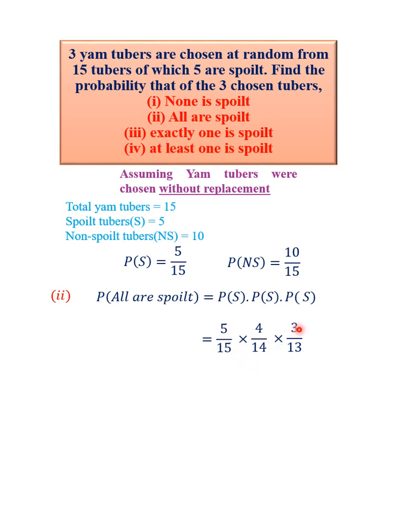5 times 3 is 15, so these 2 can cancel out this 15 here. So 5 and 3 can just cancel out 15. Here, 2 can cancel 4 to give us 2, and 2 into 14 will give us 7. We cannot divide further. Therefore, the probability that all are spoiled will be equal to 2 all over 7 times 13, which is 91. So this is the answer to the second question.